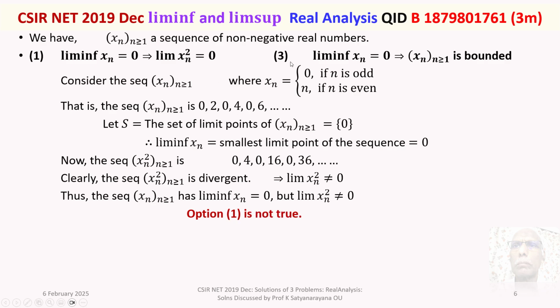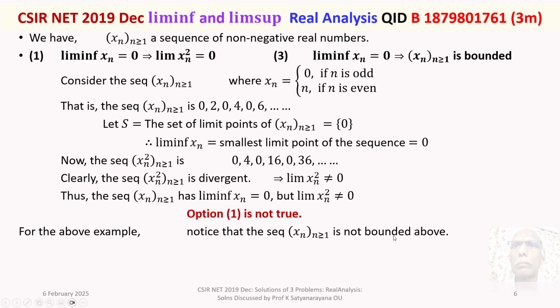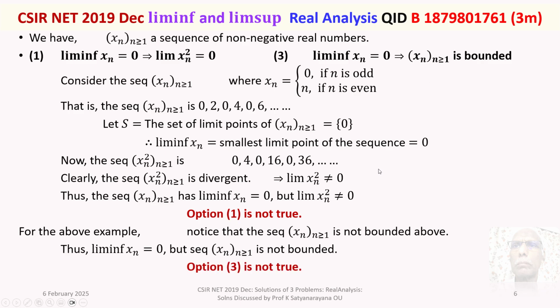Coming to option 3, in the same example, notice that the sequence is not bounded above, because the sequence is becoming 2, 4, 6 in the even positions, etc., becoming larger and larger. So, therefore, it is not bounded. The limit inferior of Xn is 0, but the sequence Xn is not bounded. Thus, option 3 is not true.